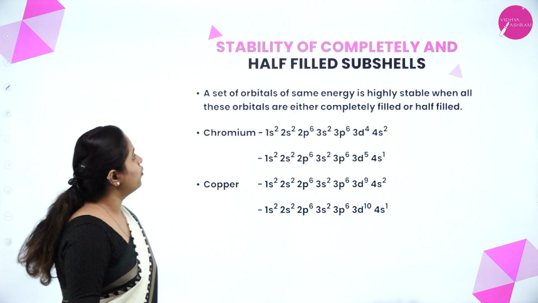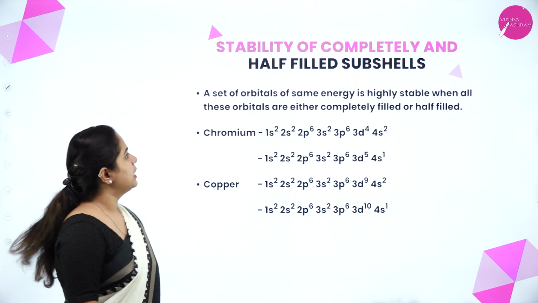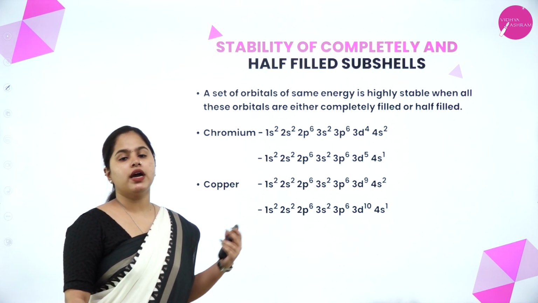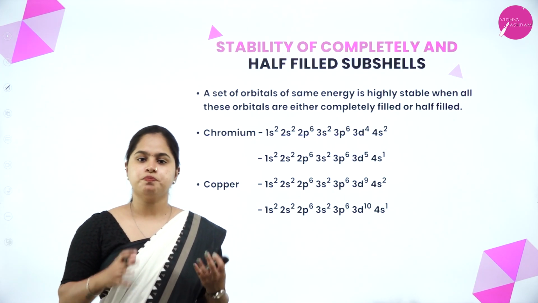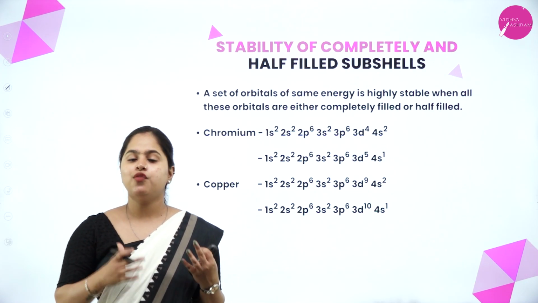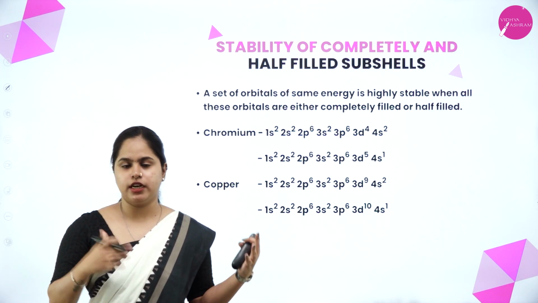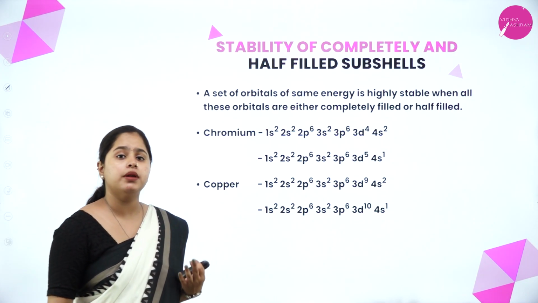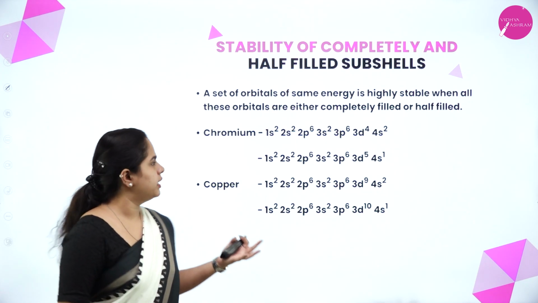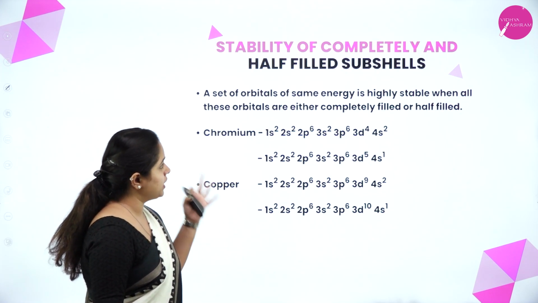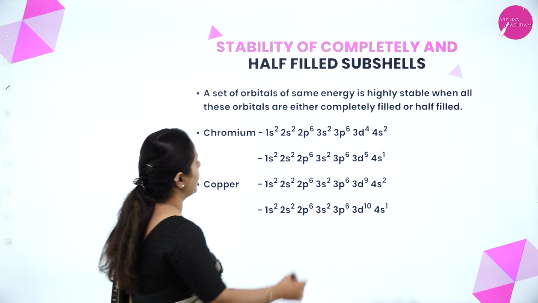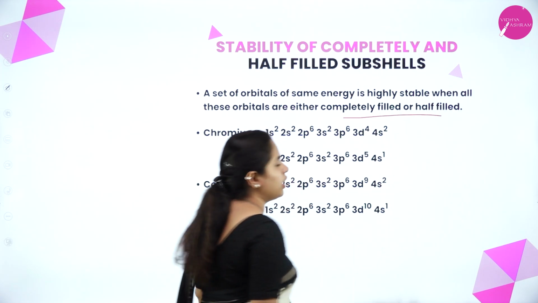Now moving on to the last topic, that is stability of completely and half-filled subshells. We understood how, based on the 3 rules, we can fill the electrons in different orbitals. Now, what about half-filled and completely filled subshells? Let us see. A set of orbitals of the same energy is highly stable when all the orbitals are either completely filled or half-filled.